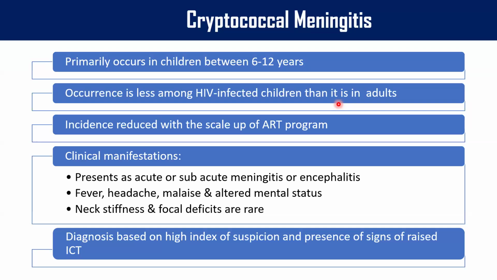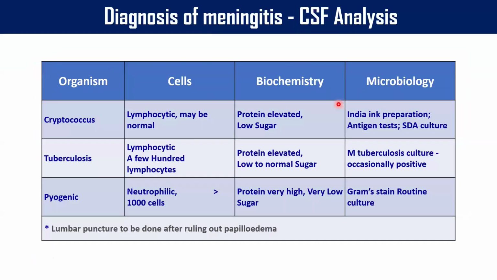Fever may be there, may not be there, but usually they present with a vague headache, malaise, more of a vomiting. Neck stiffness and focal deficits are very rare. Diagnosis needs a high index of suspicion and presence of signs of raised ICT. So when you do a CSF analysis in cryptococcal, you will have most of the time a very normal looking CSF analysis, but the initial opening pressure will be high. And most of the time, as soon as you do an LP, they will feel relieved of headache.